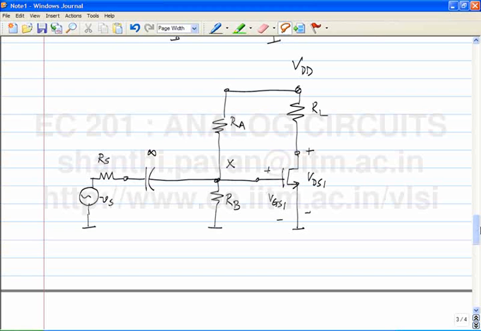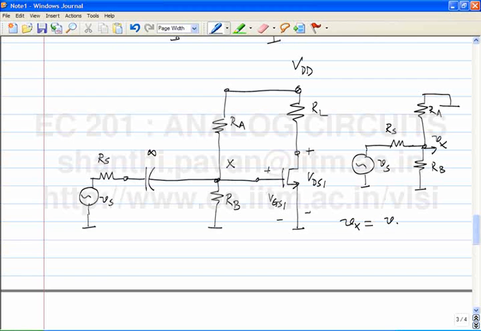To find the incremental voltage at X, what do we do? We have Vs, we have Rs, and the capacitor becomes a short. What else happens? What happens to VDD in the incremental equivalent circuit? It's a voltage source, so it must become incrementally 0. There is RB to ground, there is RA to VDD, but in the incremental circuit this is also ground. So what is the incremental value at node X? It's Vs times RA parallel RB by RA parallel RB plus Rs, right?